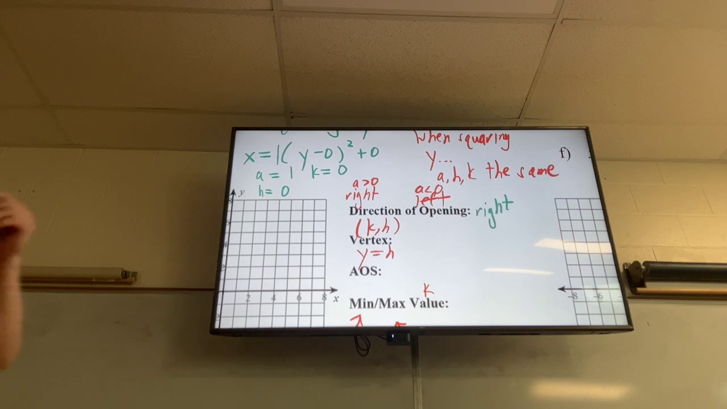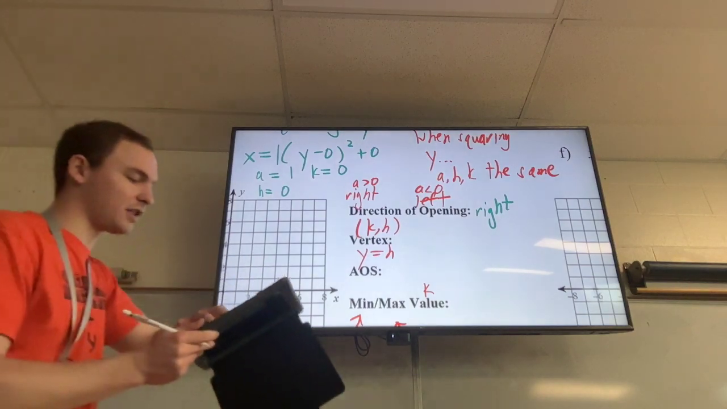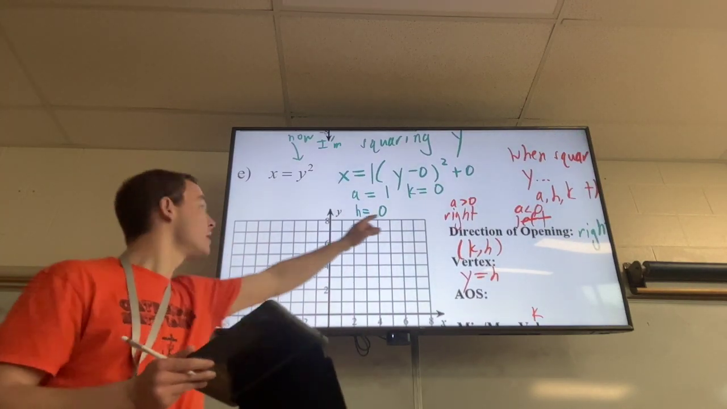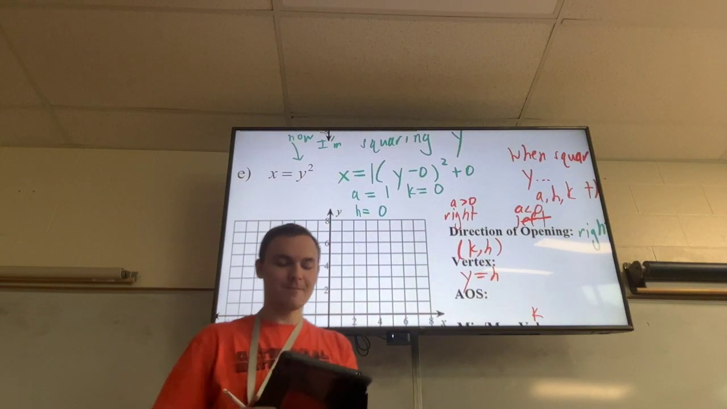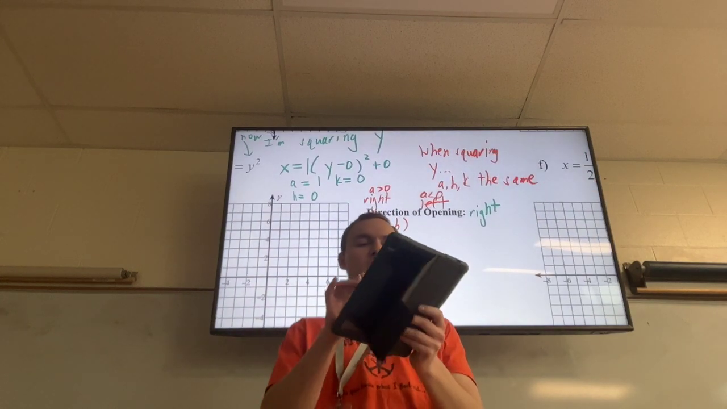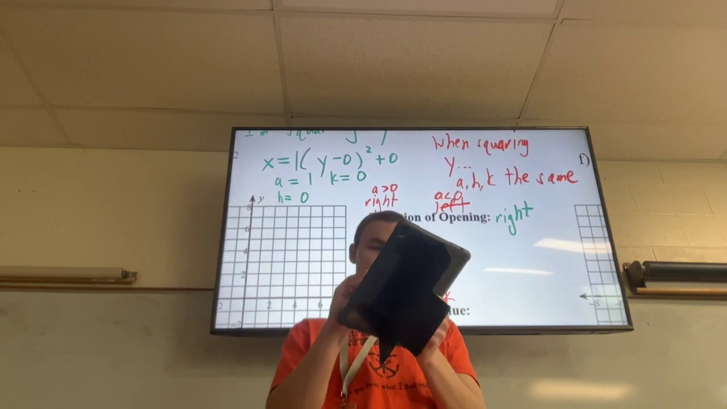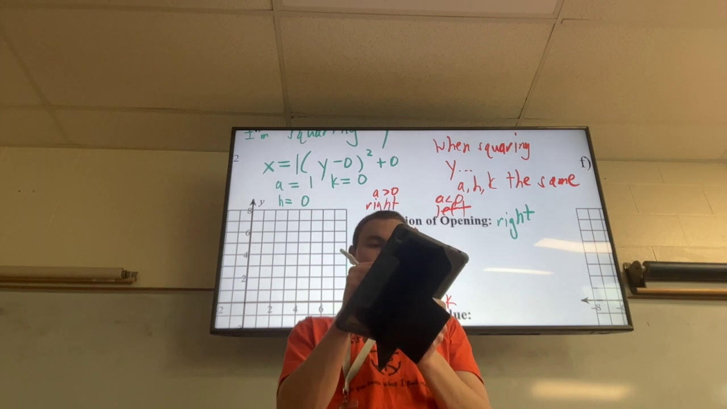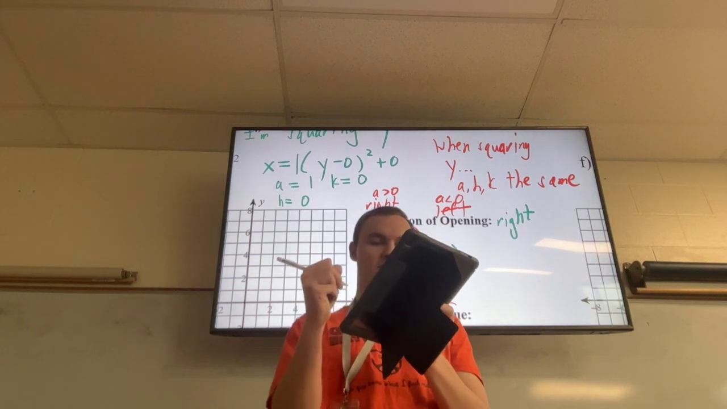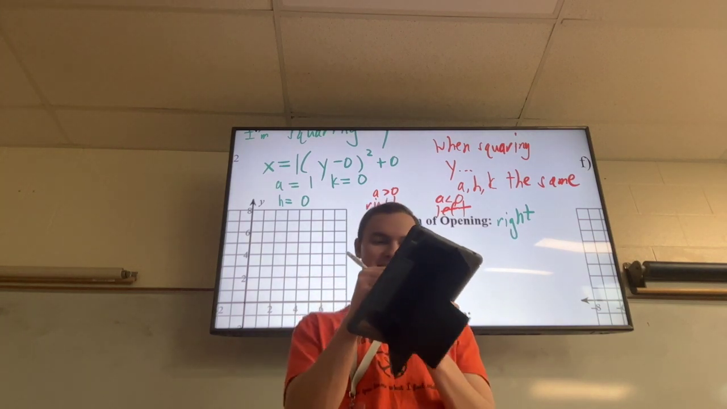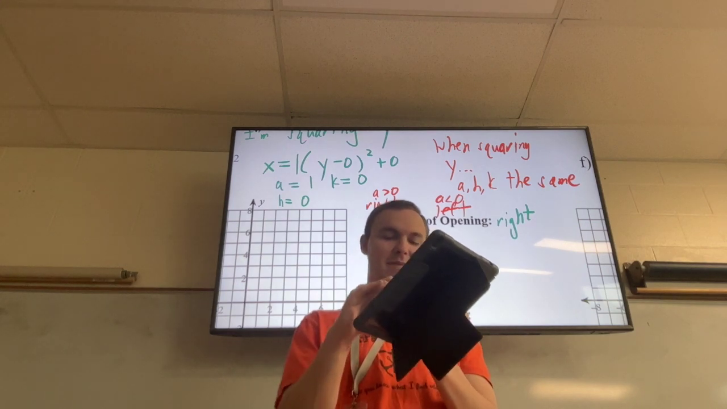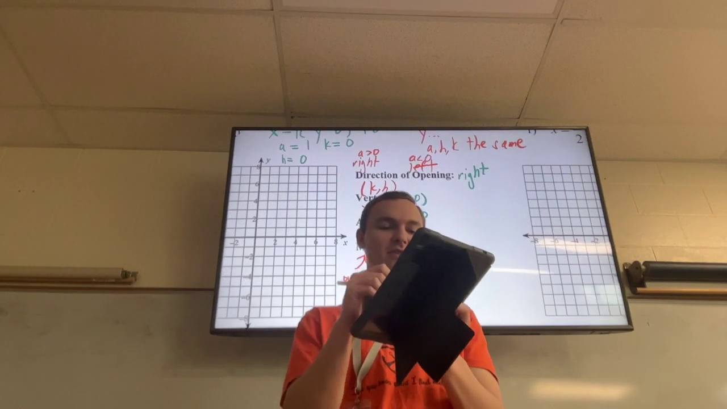Right? That's because I'm squaring y. Now instead of squaring x, I'm squaring y. Y has the square on it, okay? And my A is positive. What's my vertex? 0, 0. Yeah, this is not a good example. What's my AOS? Yes. What's my maximum value?